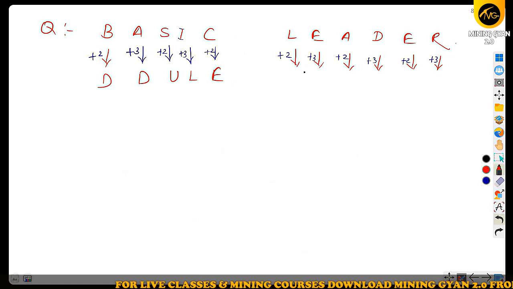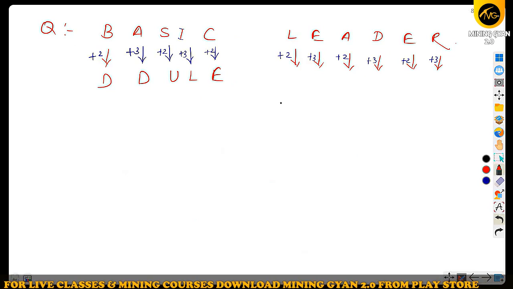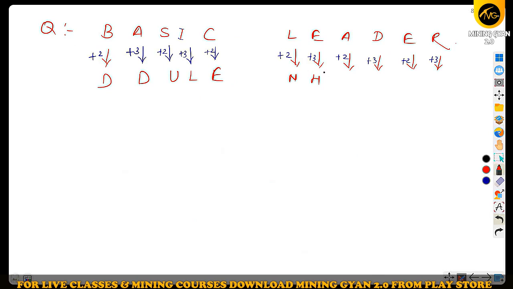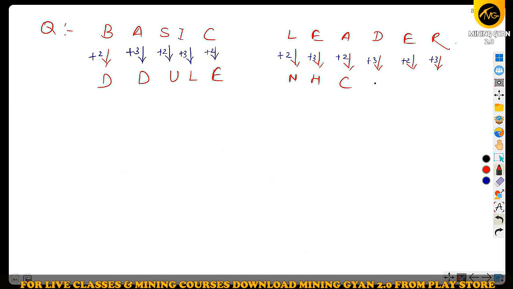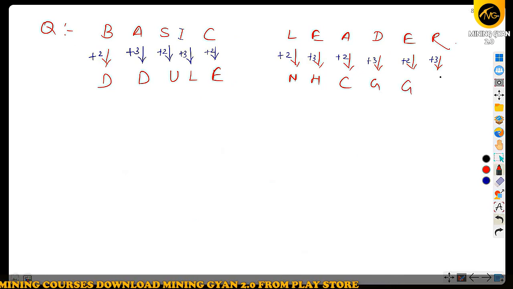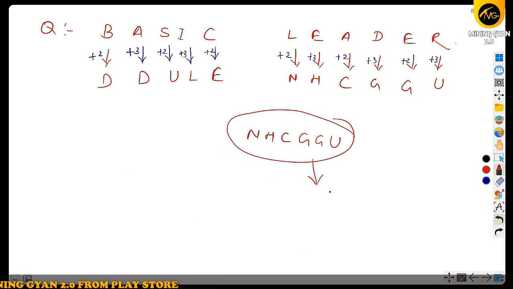Now, you add to L plus 2, that means L, M, N. So N is the coded letter for L. Similarly, plus 3 after E: E, F, G, H. H is the third letter after E. Now A, B, C: C will be the plus 2 gap from A. Similarly D, E, F, G and E, F, G, then R, S, T, U. So now the answer will be N H C G G U, which is the coded language for leader. That will be the answer.